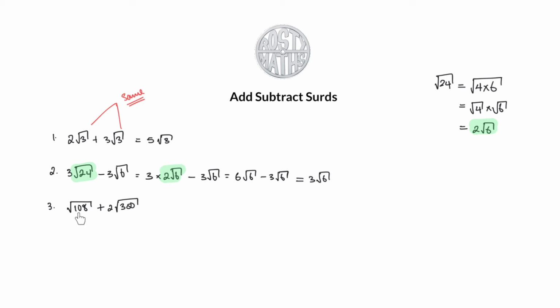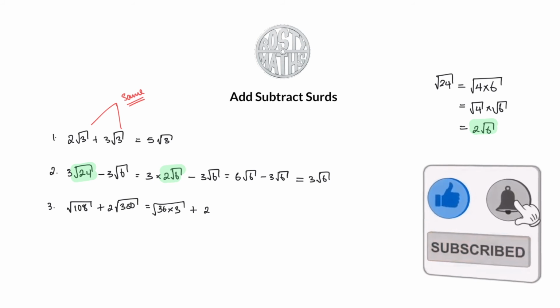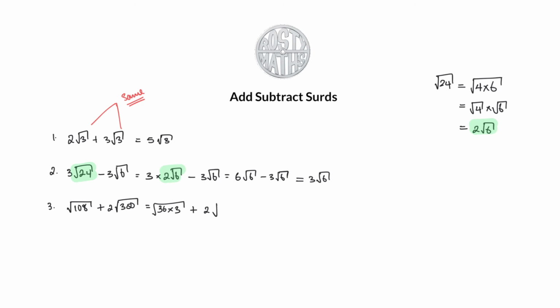So what's the biggest square number that goes into 108? Well, that's 36. And that's because 36 times 3 gives me 108. And I'm going to add 2 times. I'll do the same thing here. The biggest square number that goes into 300 is 100. So 100 times 3 gives me 300. Yes, I'm doing a double barrel question, so let's hope for the best on this one.